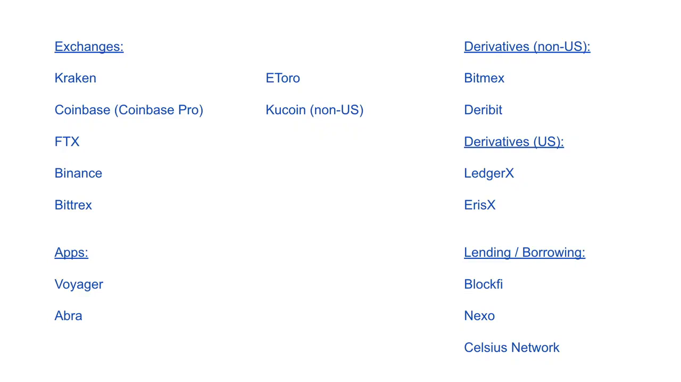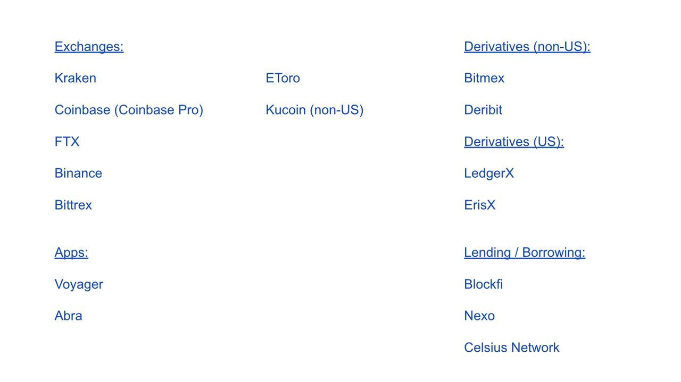There are derivatives in the U.S., LedgerX and ErisX. Both of these are futures exchanges, but unfortunately, fully collateralized. There's no margin. I mean, you have to have a fully collateralized futures contract. ErisX has no options, but LedgerX does. They're just not very liquid. I do trade on LedgerX fairly regularly.